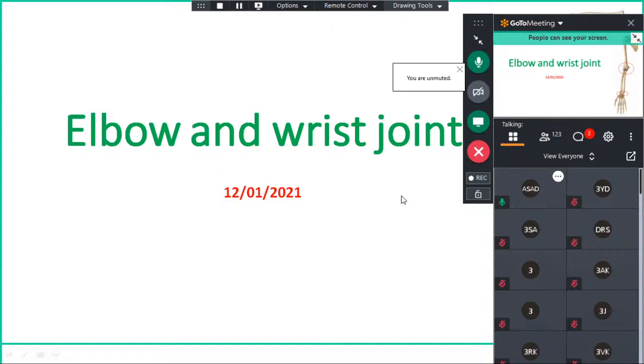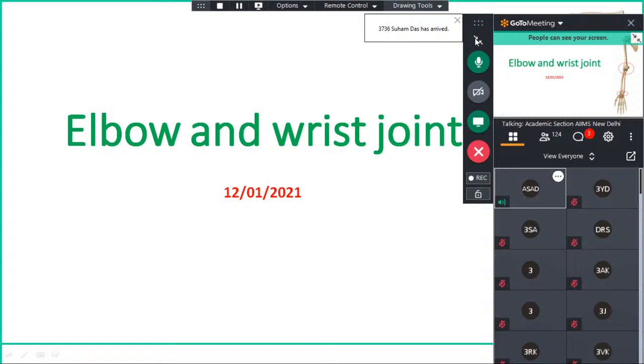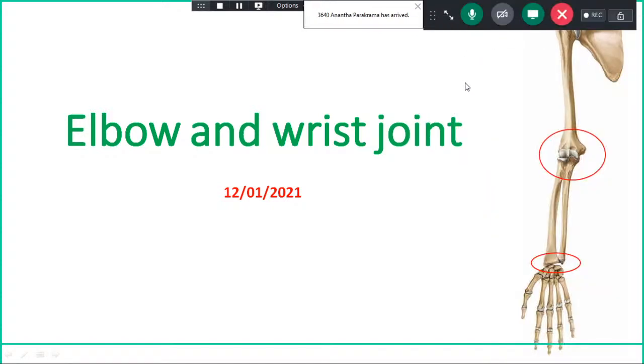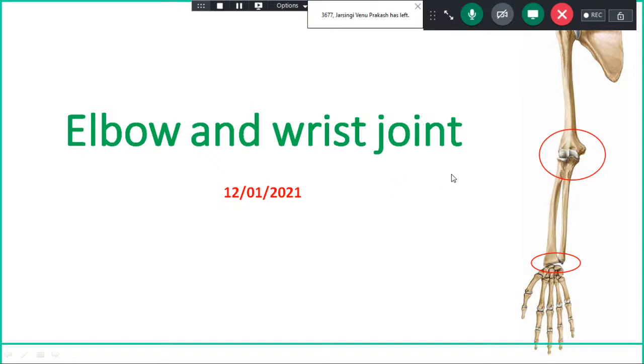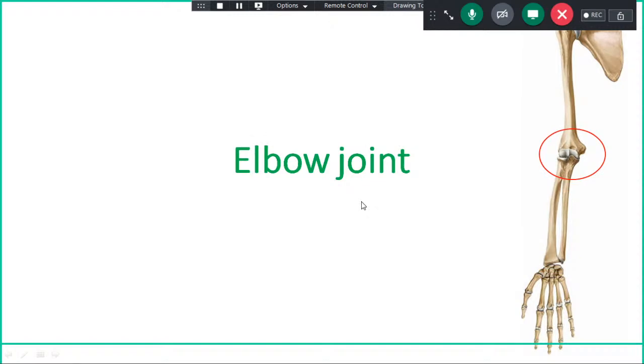Good afternoon, everyone. Now it's already 7 minutes past 2, so I think I should be starting. Okay. So today we are doing the elbow and the wrist joint. Yeah, very good afternoon, Mahesh, and everyone. Okay, so we're starting with the elbow joint first, then we will go to the wrist joint.